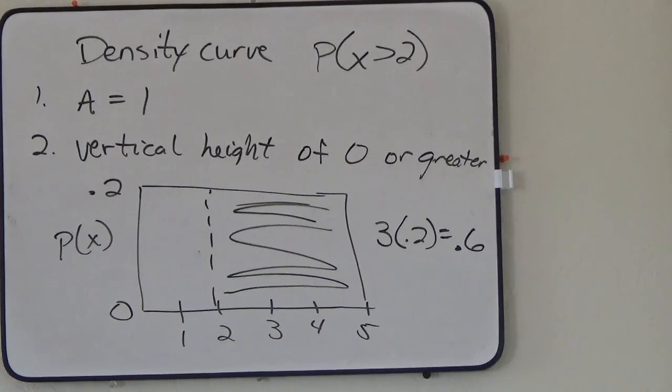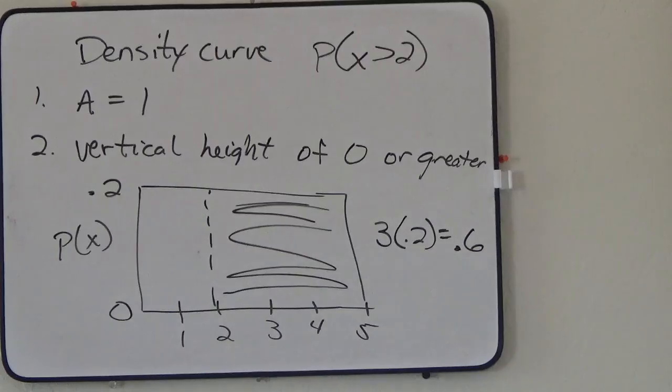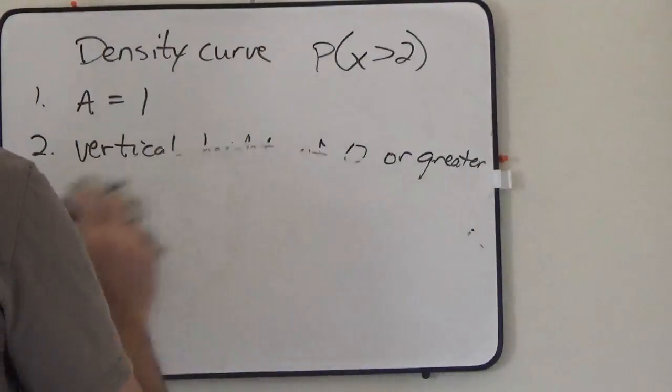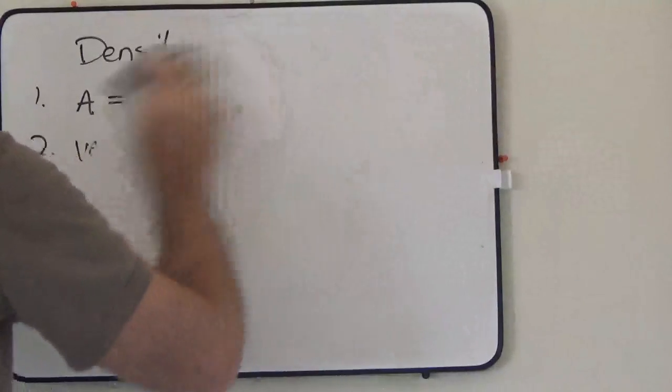All right, so there's uniform distribution with the density curve.